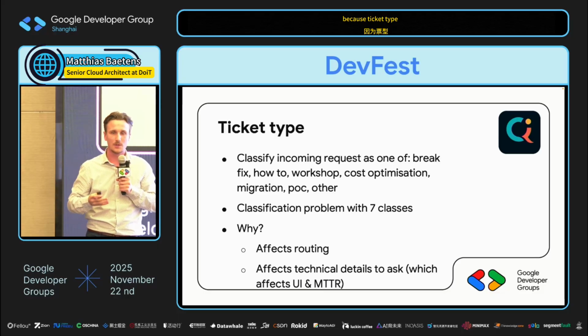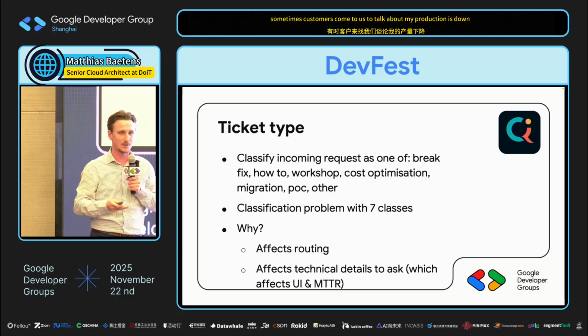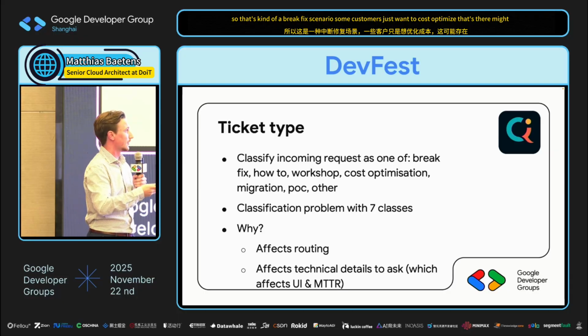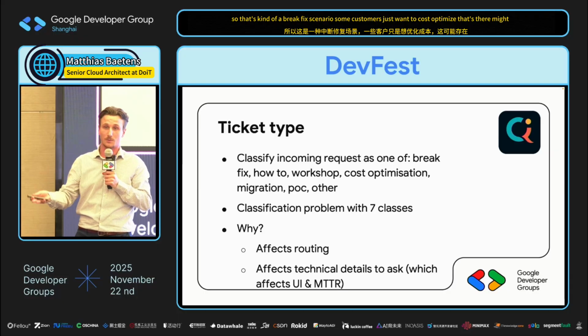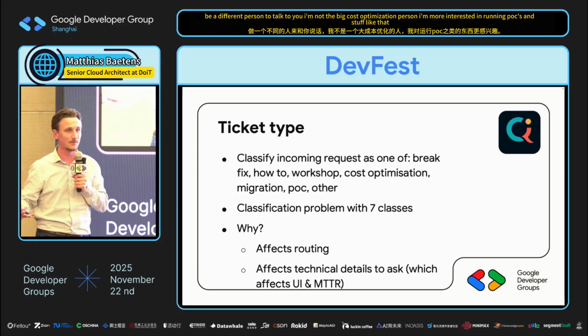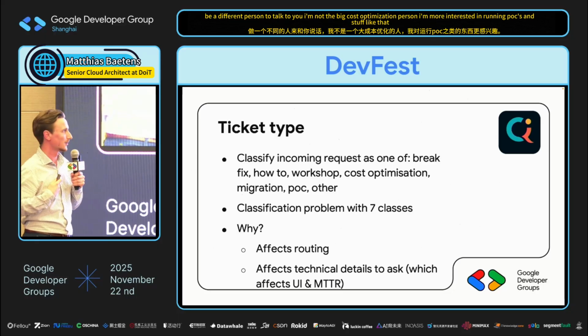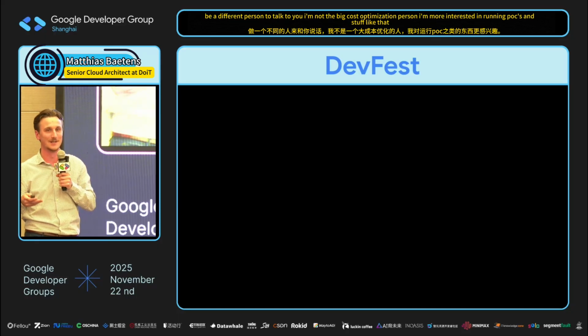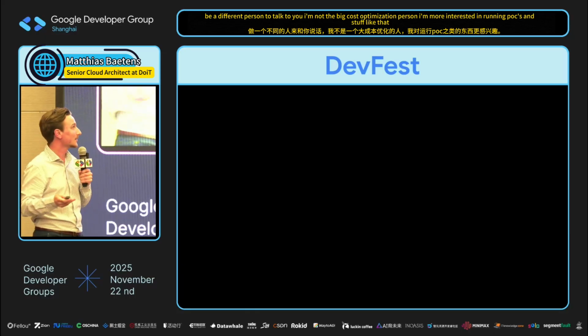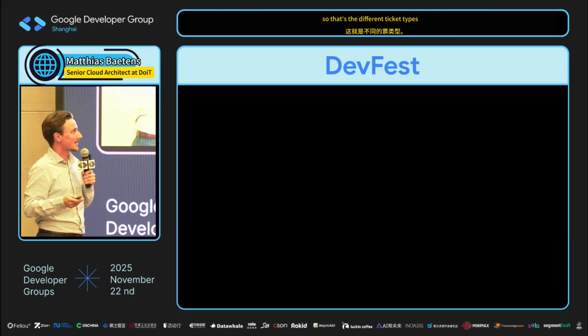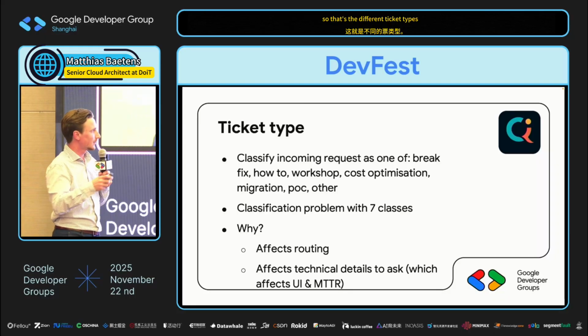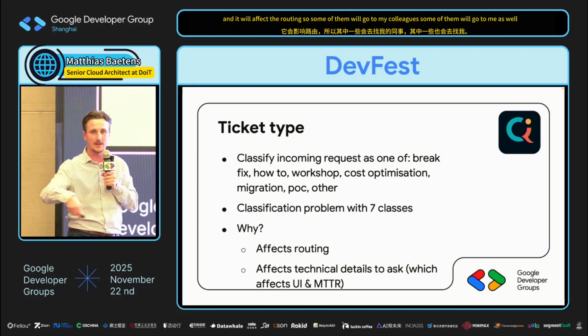Because of ticket type, sometimes customers come to us to talk about my production is down. So that's kind of a break-fix scenario. Some customers just want to cost optimize. That might be a different person to talk to. I'm not a big cost optimization person. I'm more interested in running POCs and stuff like that. So that's the different ticket types, and it will affect the routing.